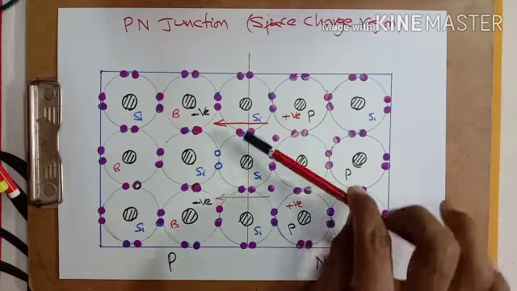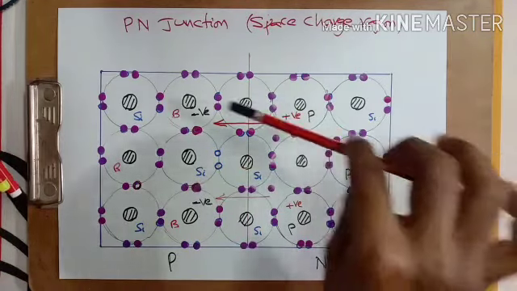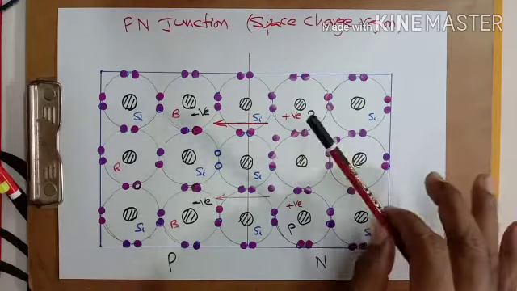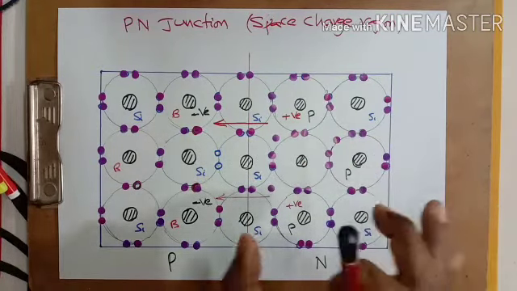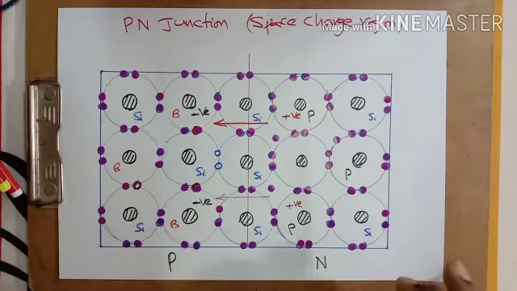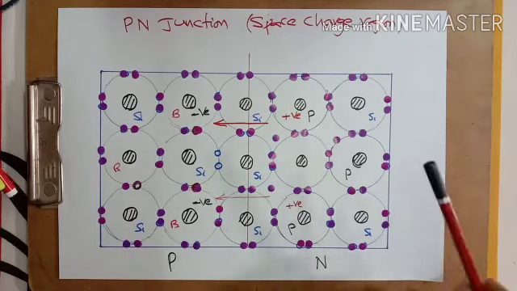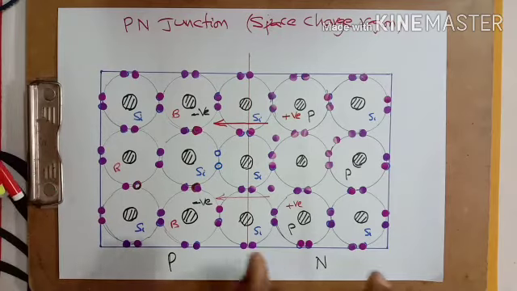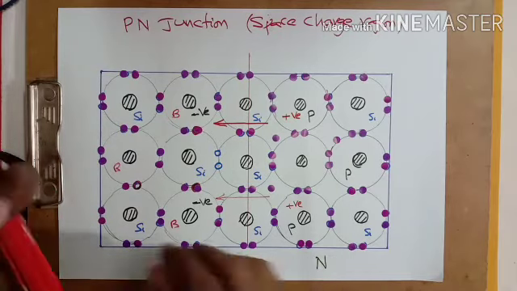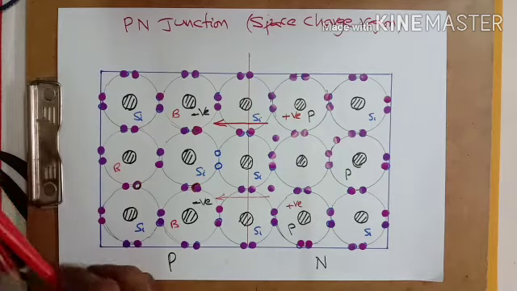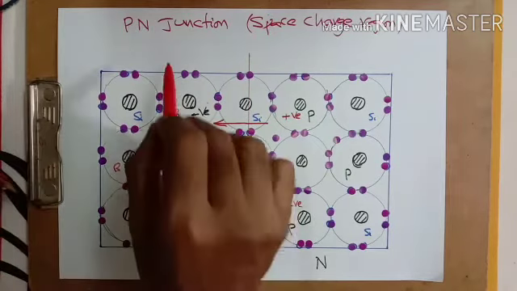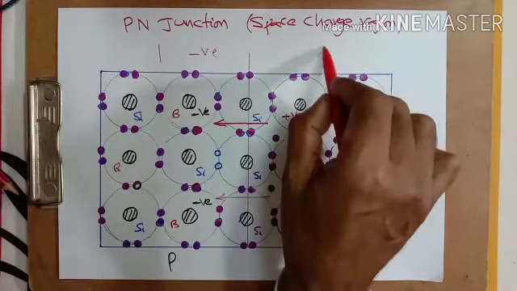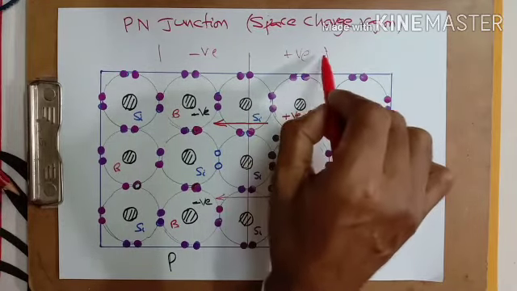Due to this built-in immobile ionic charge, there exists an electric field, and when you solve the Poisson's equation and integrate, that gives a potential called the built-in potential. So that's called the built-in potential of the PN junction. This is called the space charge. Up to here, this is called the space charge. This is a negative charge, and this is positive charge.